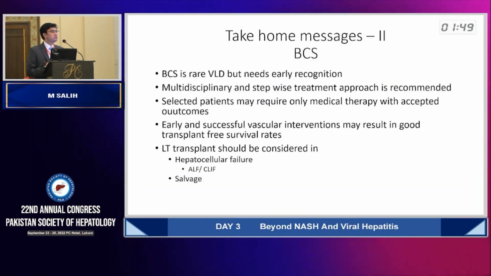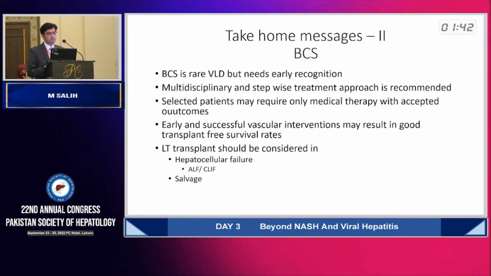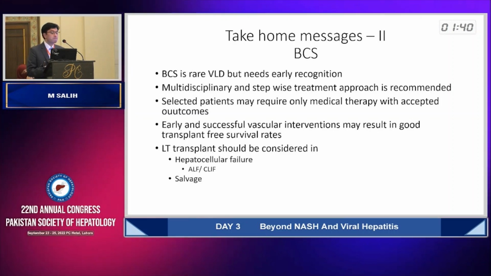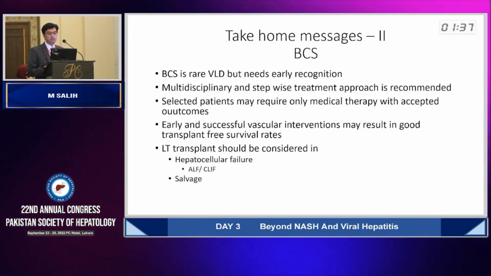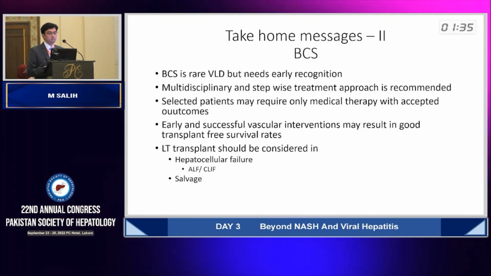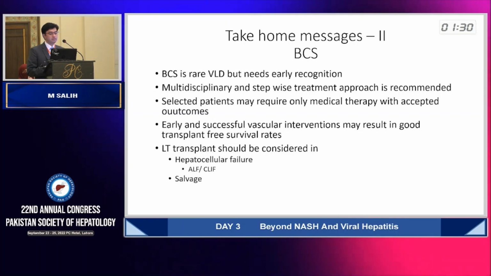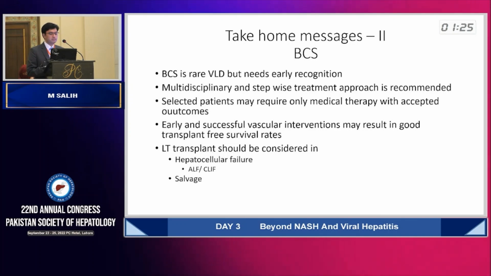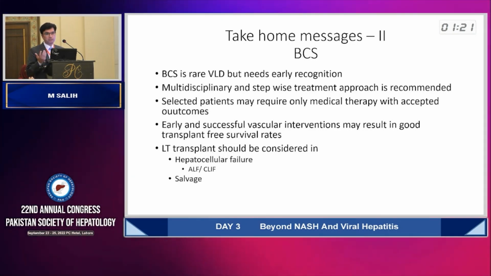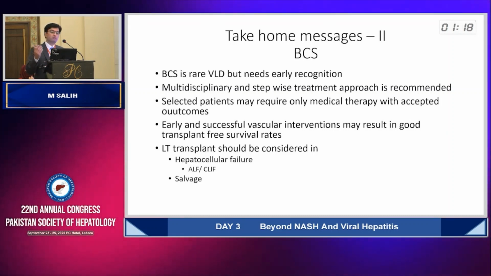The take-home messages for Budd-Chiari syndrome: it is a rare vascular liver disease, but needs early recognition. A multidisciplinary and stepwise treatment approach is recommended. Selected patients may require only medical therapy with accepted outcomes. Early and successful vascular intervention may result in good transplant-free survival rates. And liver transplantation should be considered in hepatocellular failure, be it acute or chronic, or even at times where other therapy fails, as a salvage therapy.